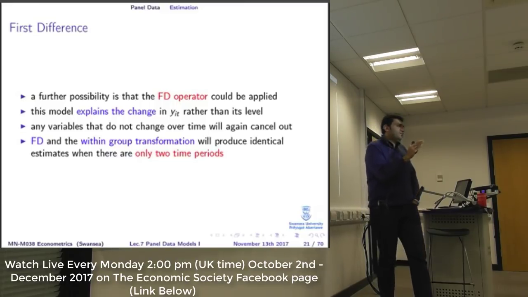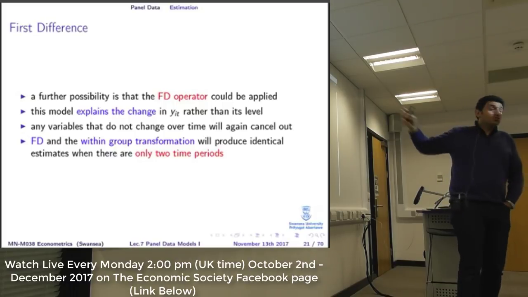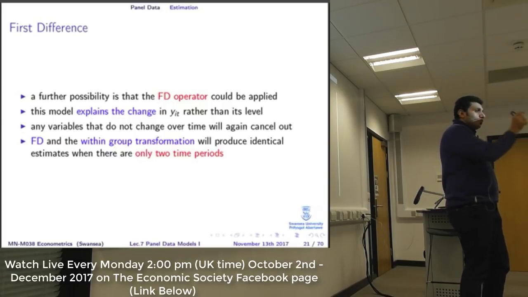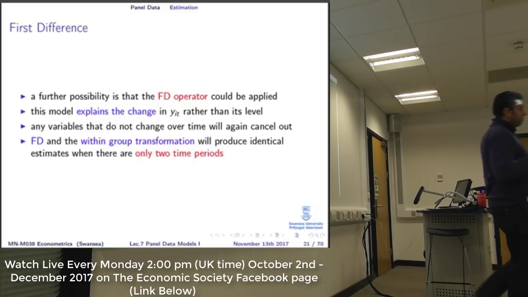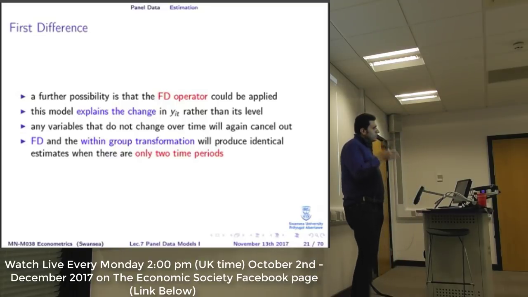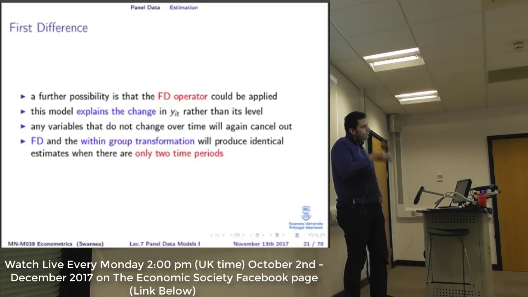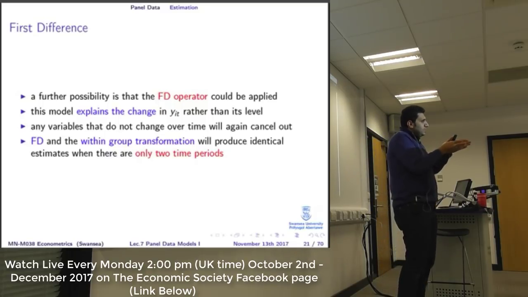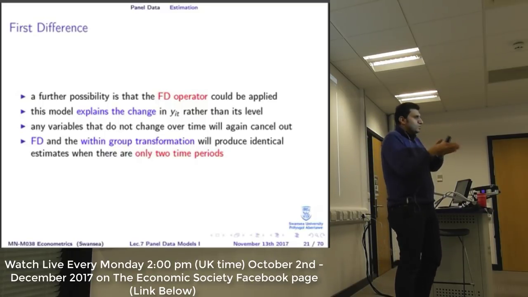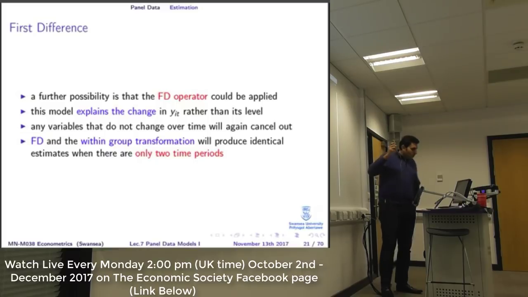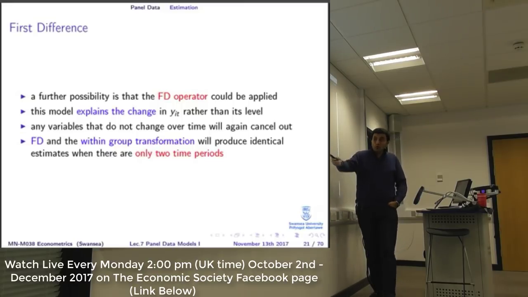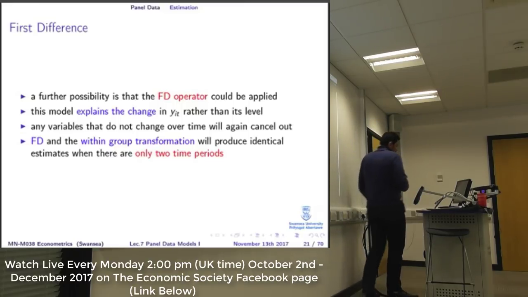Okay, so if you have any variables like that in the first difference estimation, that means you're actually dropping these variables. So if you have any like gender or any characteristic that doesn't change over time, it will drop, because what you're looking at here is the change in y t. So you're not modeling the behavior of y t, you're looking at y it minus y it minus 1. So we're looking at the first difference. First difference and within group estimation that we just discussed will produce identical estimates if we have only two time periods, if t equals 2.